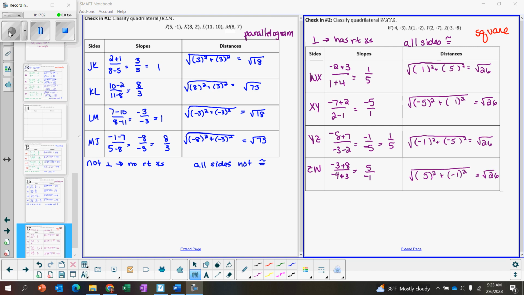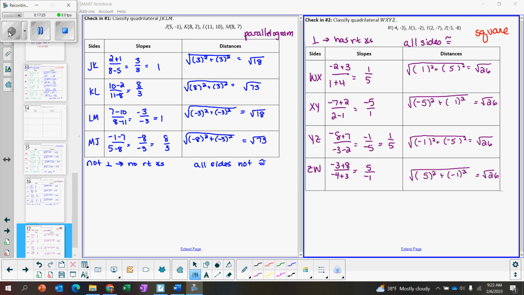All right, on check-in 1, I got slopes of positive 1, positive 8/3, positive 1, and positive 8/3. So I do have two pairs that are parallel, but they're not perpendicular, so there are no right angles. My distances came out to the square root of 18, square root of 73, square root of 18, and square root of 73, so all sides are not congruent. So that would be a parallelogram.